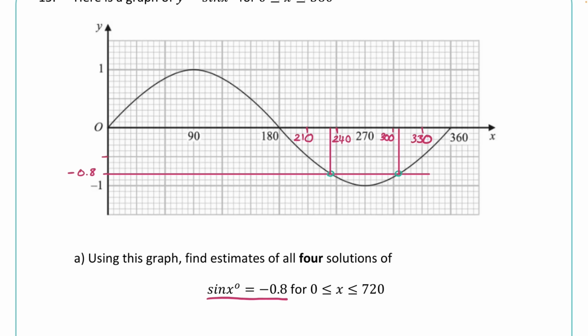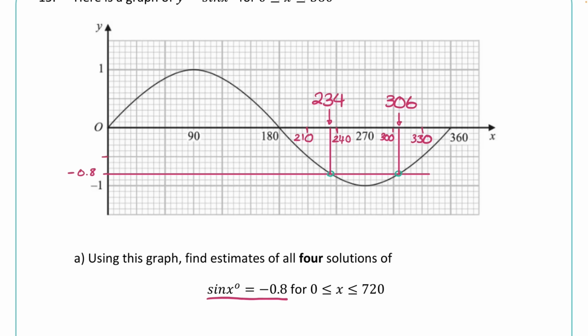So in between each number that we've labelled, looking between 180 and 210, there are 5 squares. So 30 divided by 5 means each square goes up in 6s. So this one just here is 6 below 240, so that would be 234. And this one over here is 1 square above 300, so that would be 306. So they are our first 2 solutions.